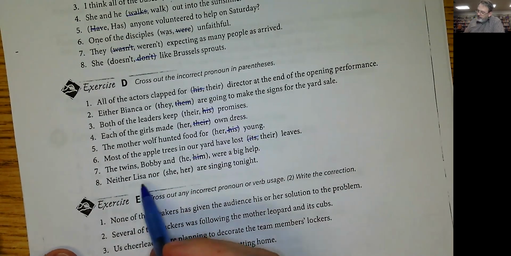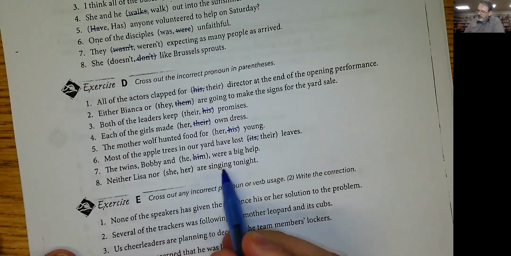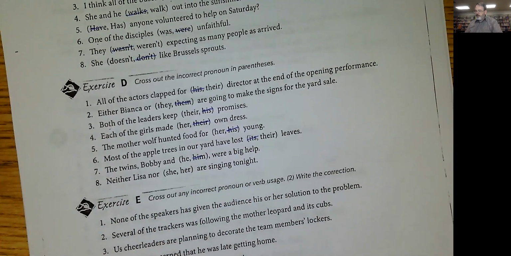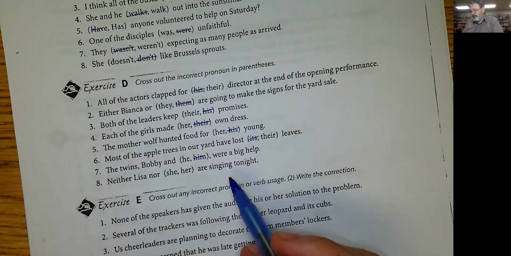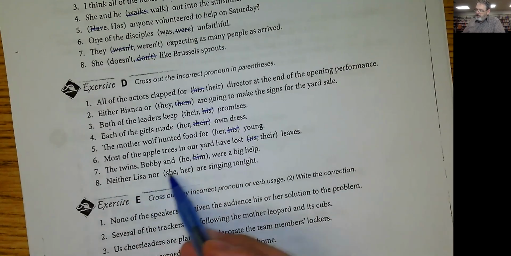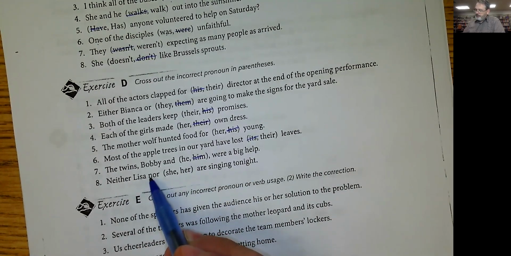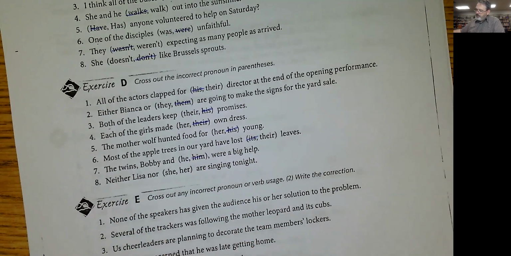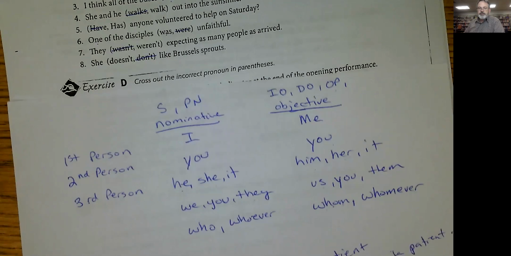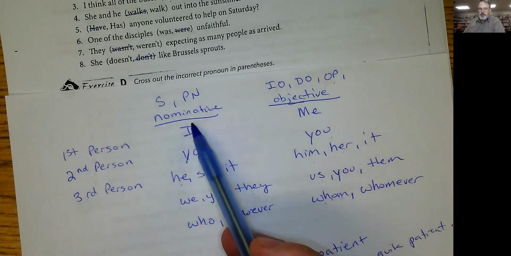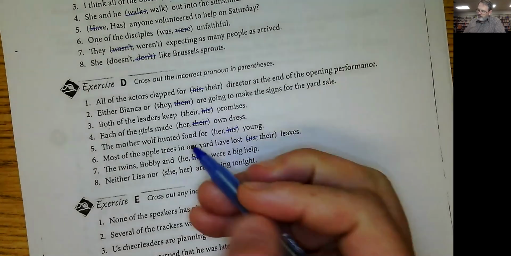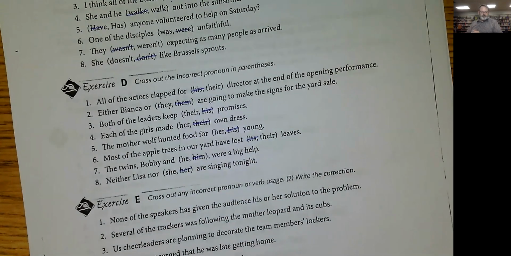And then neither Lisa nor she or her are singing tonight. Neither, remember, is singular. Lisa, well, that's not the issue, is it? These are subjects. So that's nominative case. Which one of those is nominative case, she or her? She is nominative, so we cross out her. Okay, that's good.